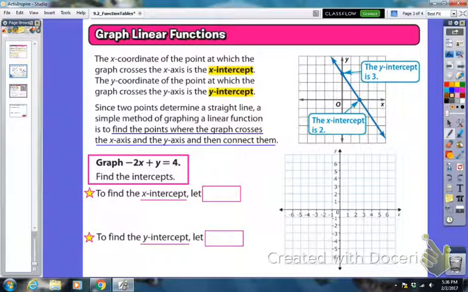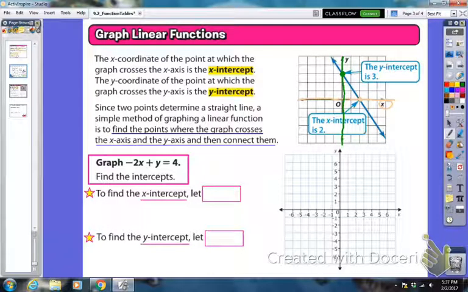All right, so now we can talk about another way to graph a function by finding the x and y intercepts. The x-coordinate of the point at which the graph crosses the x-axis is the x-intercept. So right here is your x-axis, and this point right here is your x-intercept. That's where it crosses x. The y-coordinate of the point at which the graph crosses the y-axis is the y-intercept. So here's my y-axis, and where it crosses is right there. So that's my y-intercept.